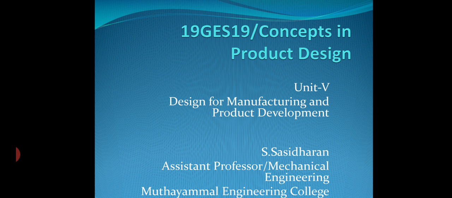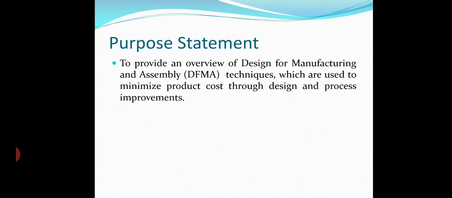In this video, I am going to discuss design for manufacturing and product development. First one, purpose statement. To provide an overview of design for manufacturing and assembly techniques which are used to minimize product cost through design and process improvements. DFMA refers to designing parts, components, or products for ease of manufacturing.